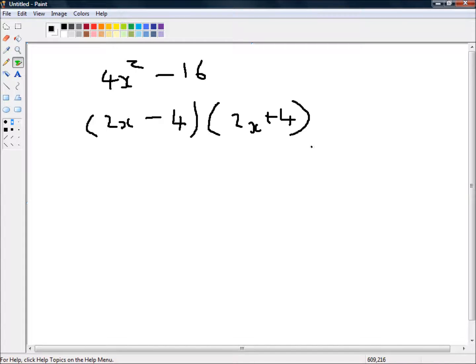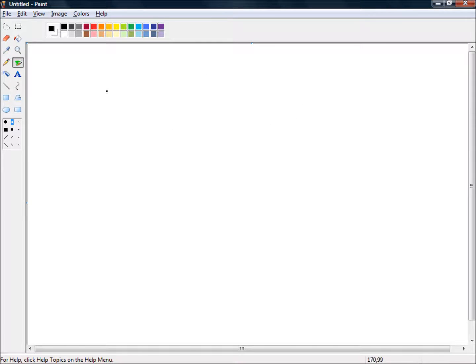Let's try another one. Okay, let's try something that's not quite so obviously a difference of two squares. Let's try something like 3x squared minus 12. Okay, 3 is not a square number, 12 is not a square number. That doesn't stop you using the difference of two squares. There's no reason you can't have radicals inside your brackets.